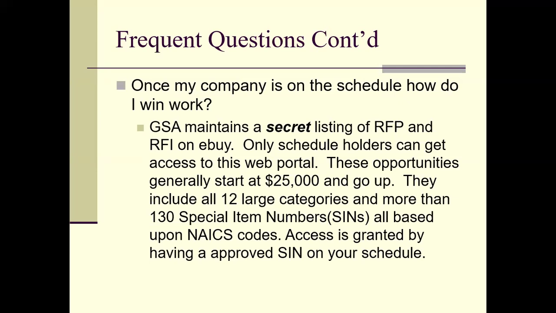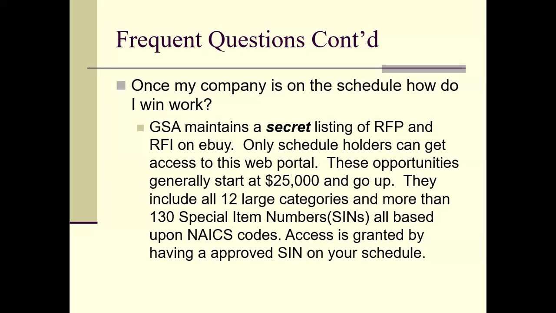Well, GSA maintains a listing of RFPs and RFIs, and it's called eBuy. This particular web portal is only available to schedule holders, so they can get access to it. The opportunities generally start at $25,000 and go up. And when we say $25,000 and go up, it could be a 5-year contract at $1 million a year or more. There are 12 large categories, and those are the areas in which you really have to break it down.